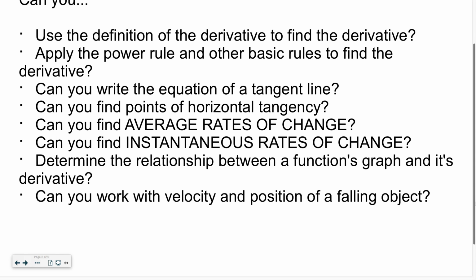I will ask you to write the equation of a tangent line. I will ask you to find points of horizontal tangency, just like we did this morning. Average rate of change versus instantaneous rate of change. And then what we just did with our falling object. The first with the position one, you need to know. But as long as you know that you can take the derivative to get velocity, you wouldn't need to remember anything else. And like I said, I'll give you gravity.